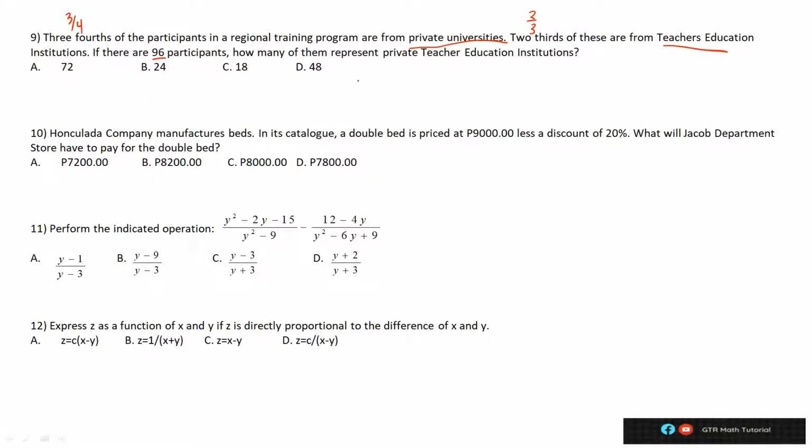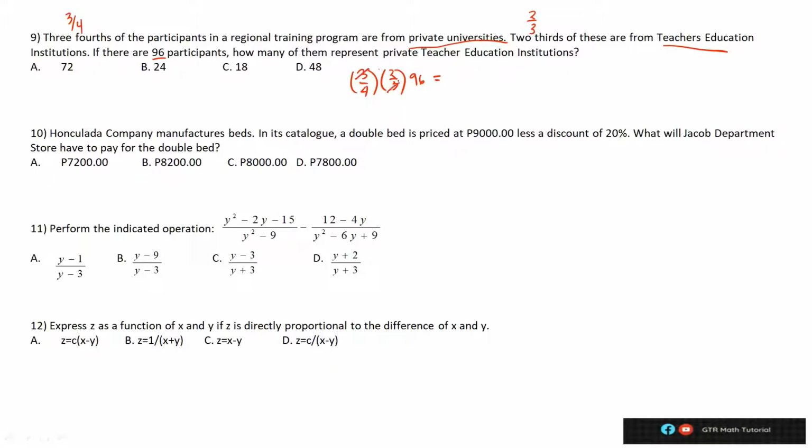So yun na yung private teacher education institution. So mas madali kasi diretso na natin na multiply kasi mukhang may makakancel agad. Therefore, we have 3/4 times 2/3 of 96. Ayan, so kita nyo na, may makakancel kasi agad kaya diniretso na natin.